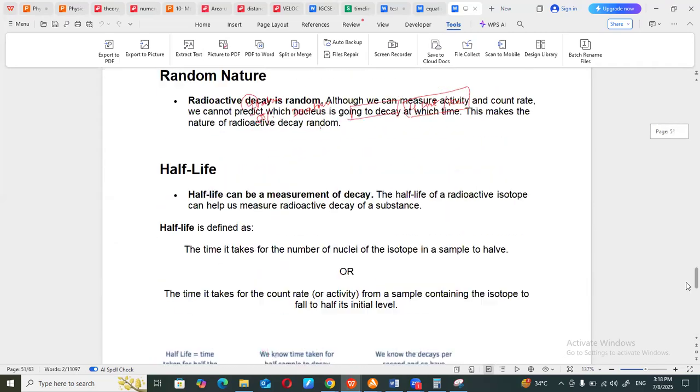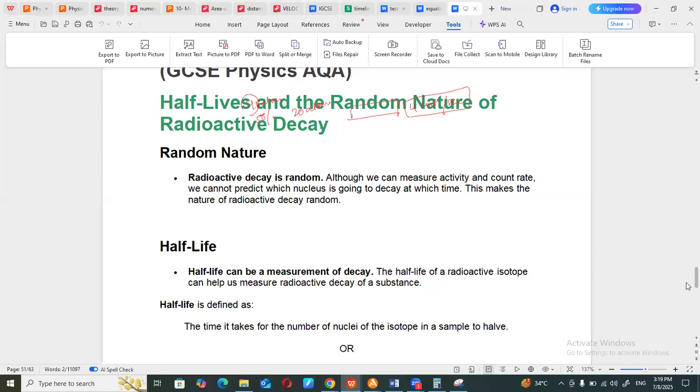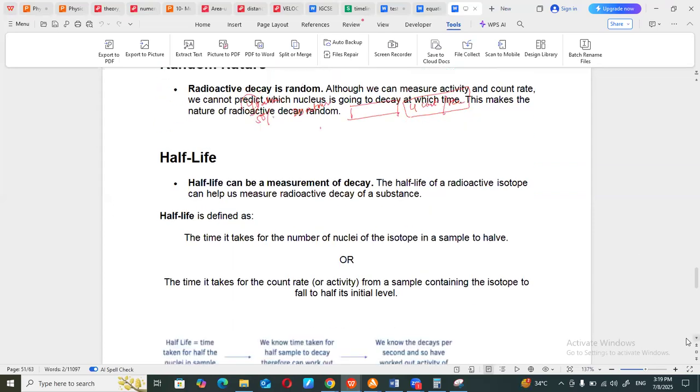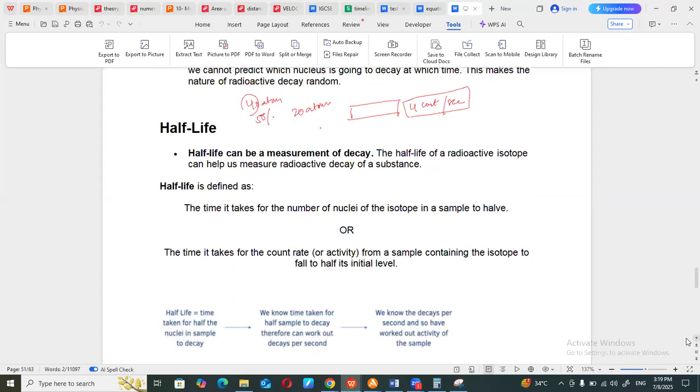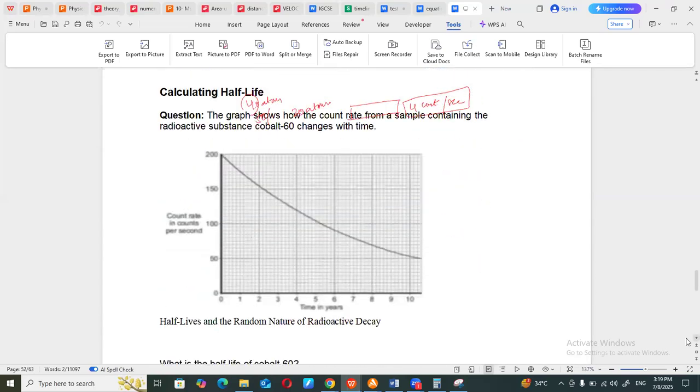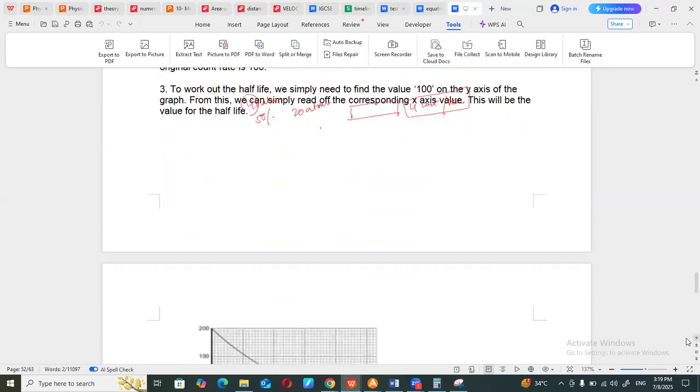Now, this is very, very interesting. Again, the half-life. Half-life can be measured of a decay. The half-life of a radioactive isotope can help us measure the radioactive decay of a substance. It is the time it takes for the number of nuclei of isotopes in a sample to halve. Activity as well, half of the quantity. The graph, we already talked about this.